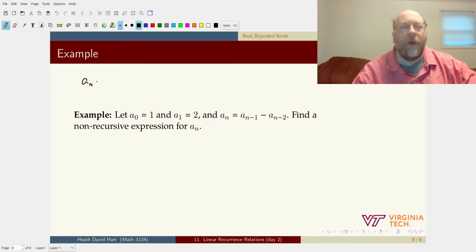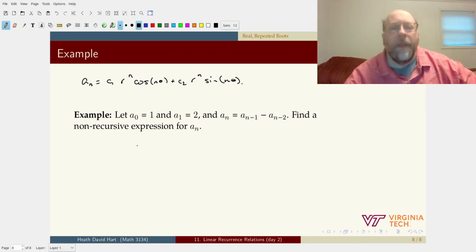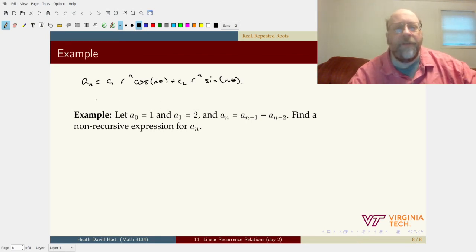So the formula was c1 r to the n cosine of n theta plus c2 r to the n sine of n theta. All right. And here's our pattern. It's an interesting pattern, I think.